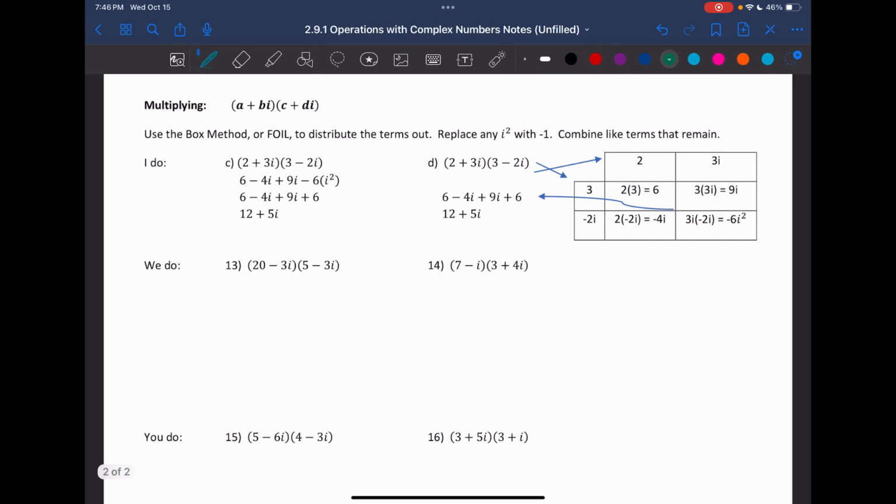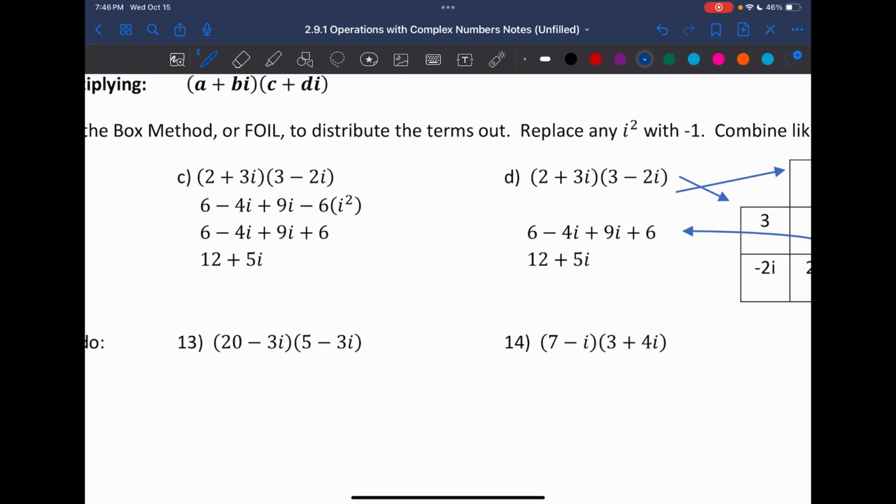So let's go ahead and look at what we have to do when we FOIL when there are i's in our answer. So we're going to still do everything the same, first, outer, inner, last. However, you're going to notice that there are moments where we have i's in our answer. So if we look at the first letter C, we go first, which is 6.